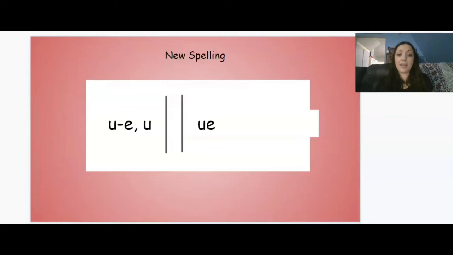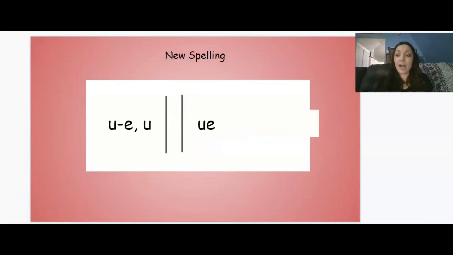Okay, so now that means that we have a new spelling rule. When we say the U sound, we can say U consonant E. We can say U, but we also have final UE, because when we see that U at the end, we're almost always going to use that UE.